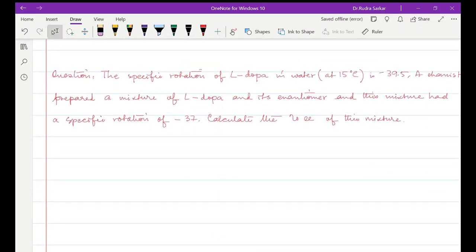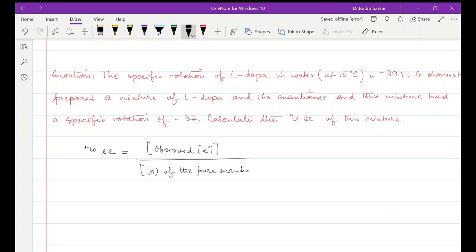Let's go for another problem in which it has been given that the rotation of L-DOPA in water is minus 39.5, and the chemist prepared a mixture of L-DOPA and its enantiomer, and this mixture had a specific rotation of minus 37. We have to calculate the percentage of enantiomeric excess, which we will say again observed alpha divided by alpha of the pure enantiomer times 100.